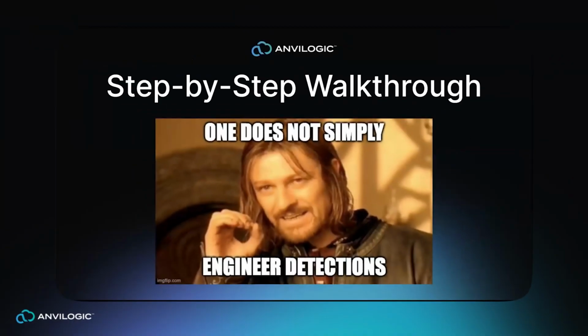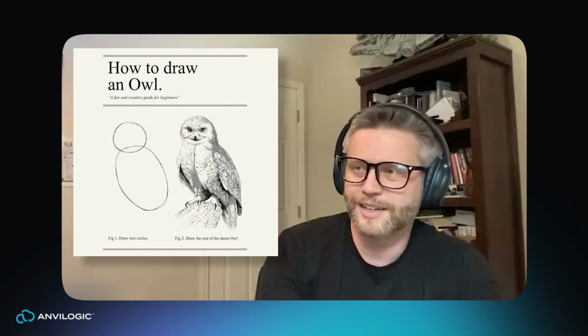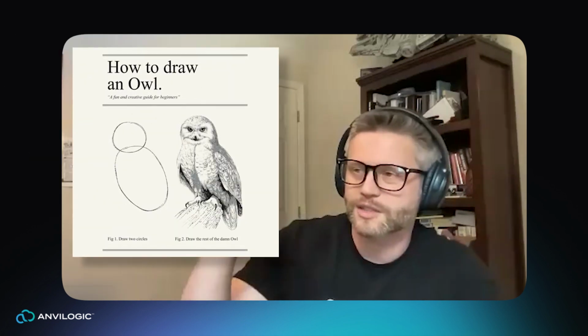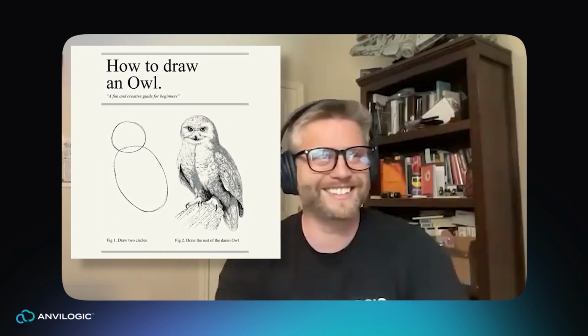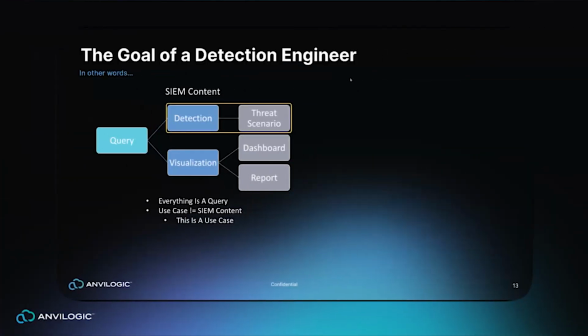So conceptually, that makes sense, right? I think everybody's kind of tracking on that, hopefully. But as you're well aware, this is not as simple as just drawing an owl, right? I love that meme too of the draw the first step, draw the circle, second step, draw the body, step 3, just draw the rest of the owl. All right, the goal of a detection engineer.